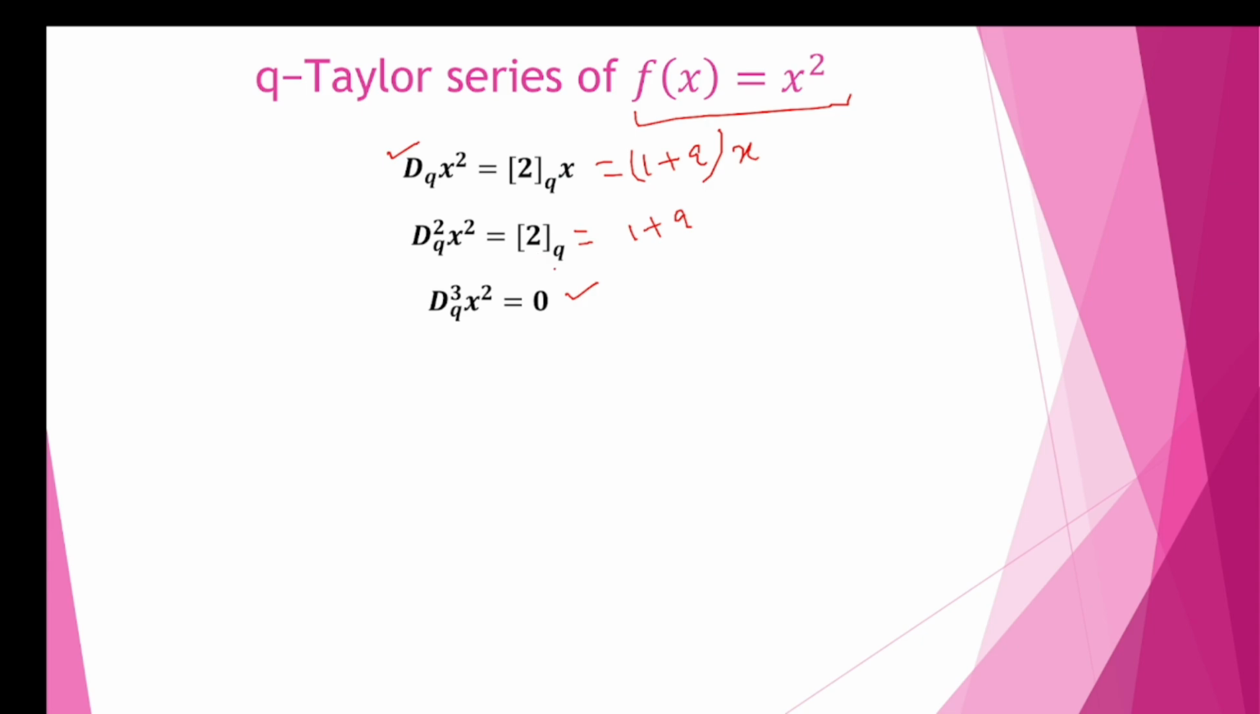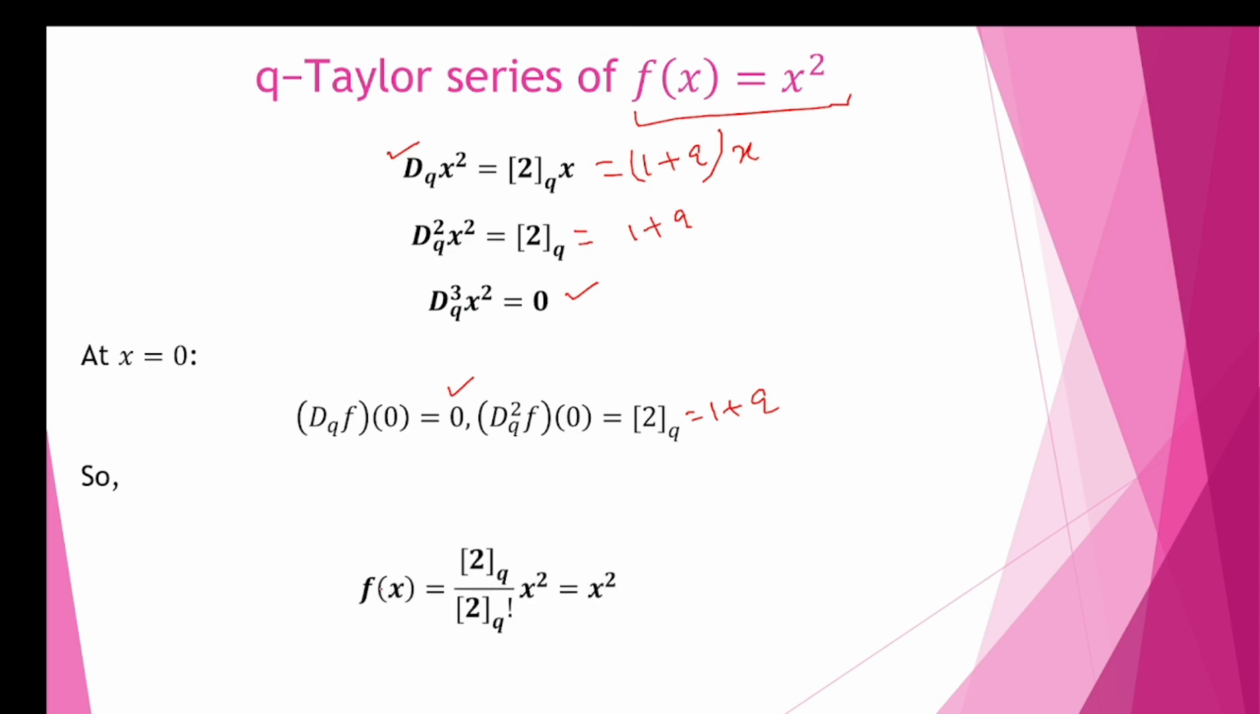Now we will write this f of x in terms of the Taylor series. For that, the first derivative at 0 you have to find, which is 0. If you put in 0, it is 0. For the second derivative, the same thing, 1 plus q will come. And the third derivative is also 0, as you know.